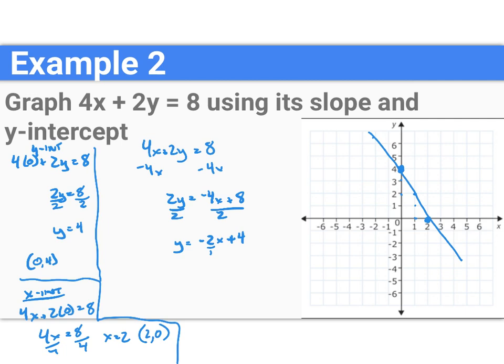And so you can see both methods are the same. I found it by using the intercepts in the boxes, and inside the red circle, I found it by using the slope-intercept form, which is an easy way to plot points.